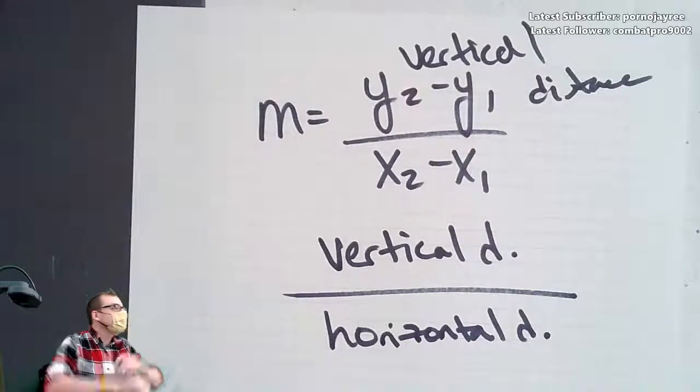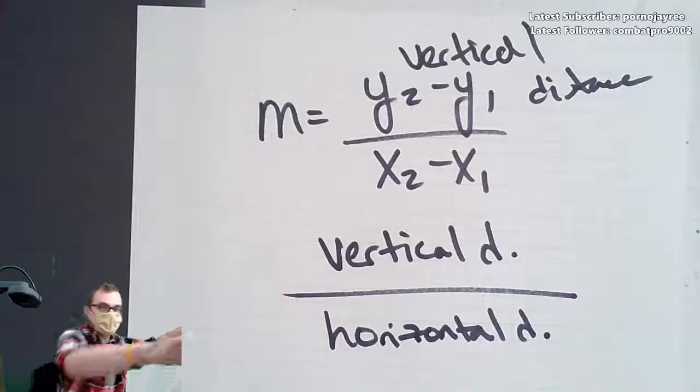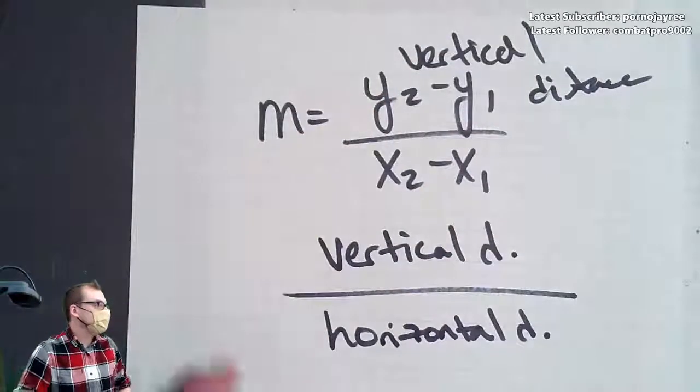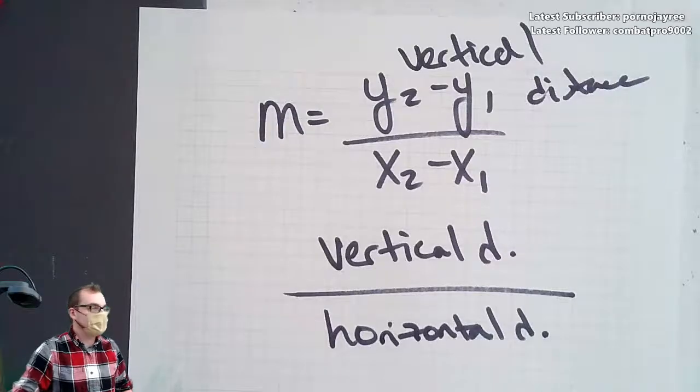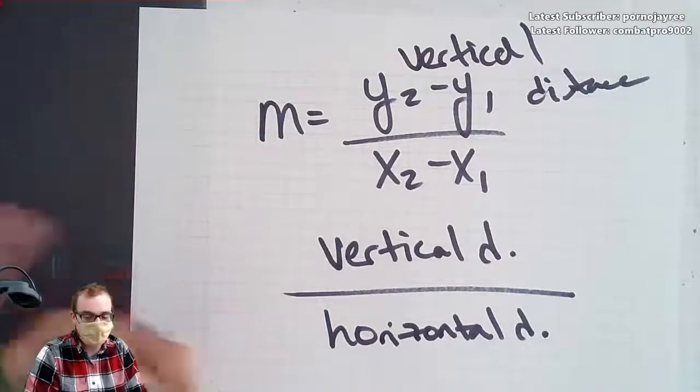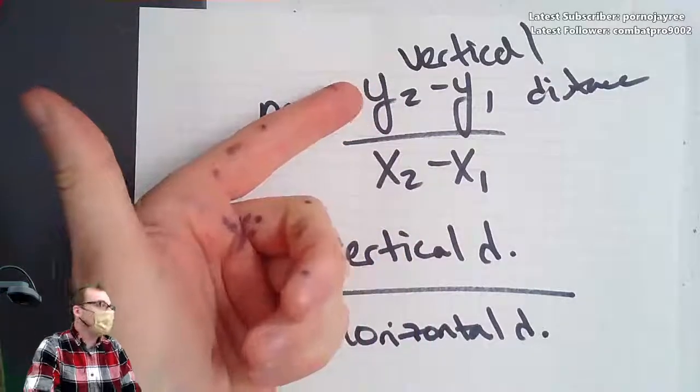So, this was earlier today, Algebra 2. Someone was asking, we had a quiz coming up, right? So I explained what this was. It's rise over run. Vertical distance over horizontal distance. Distance is subtraction, vertical y, so the y's go on top.